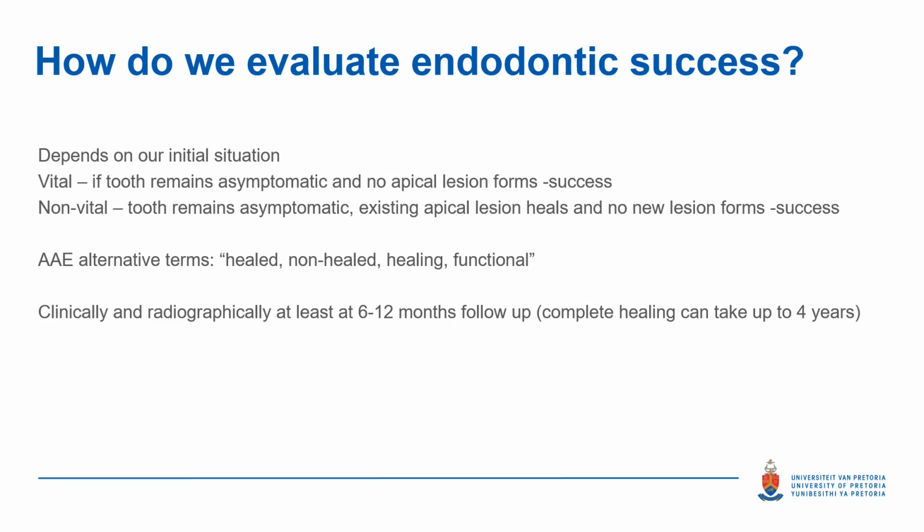So if a tooth was vital and we did our root canal treatment, if the tooth remained asymptomatic and didn't form an apical lesion, then the case is considered to be a success. But if we started with a non-vital tooth that had an existing periapical area, we would have a look. Obviously, there'd have to be no clinical signs and symptoms, but we would also have to see some kind of healing. So the lesion needs to heal, it needs to get smaller, and no new lesion has to form.